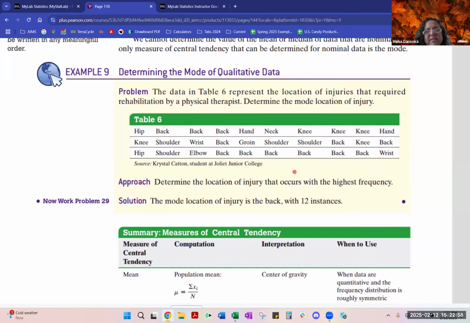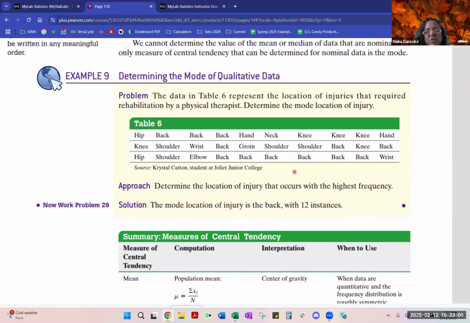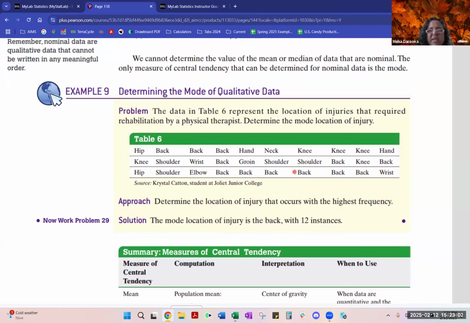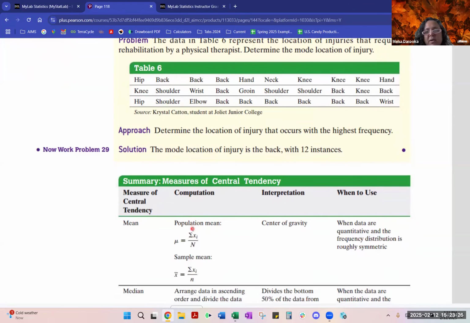And you can see this is that same table we had looked at before. I'm sure it may be hard to remember, but we had seen that the back was the largest number of location that appeared in this data set. There were 12 instances. So if we did that frequency distribution table, you would end up with 12 as the frequency for back. So in this case, the mode location of injury would become the back. That would be your mode in this example.